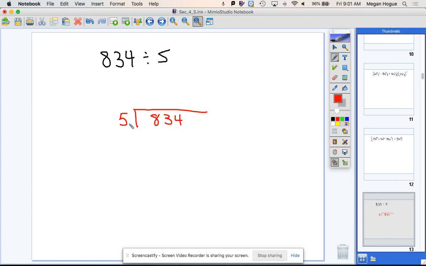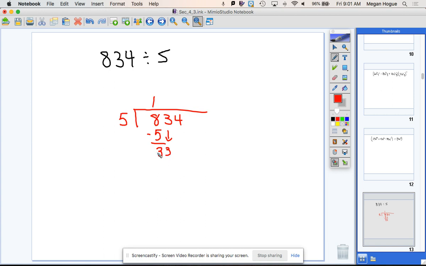So here's how you do it. You say, okay, 5 goes into 8 how many times? 1 time. So you put a 1 up here. And then you subtract. So you do 1 times 5. That number goes here. So that would be 5. You subtract. That's 3. Then you bring the next digit down.